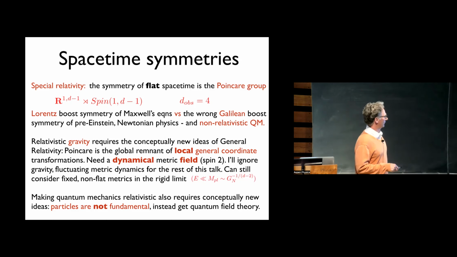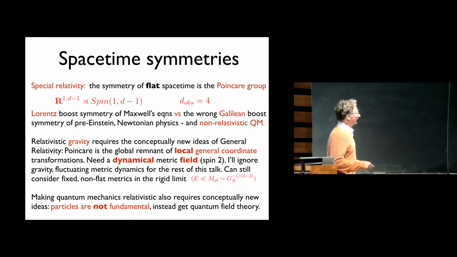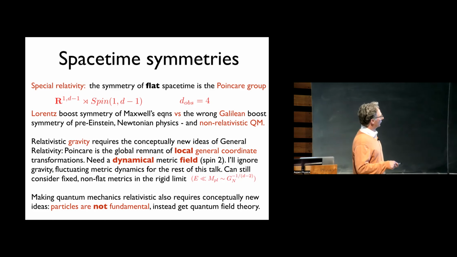You can still talk about quantum field theory on fixed, non-flat metrics. The rigid limit. So we're not limited to flat space. We can consider quantum field theory on any manifold that we like, but I won't be considering the metric as being fluctuating. Now, just as in gravity, making quantum mechanics relativistic also requires something conceptually new.